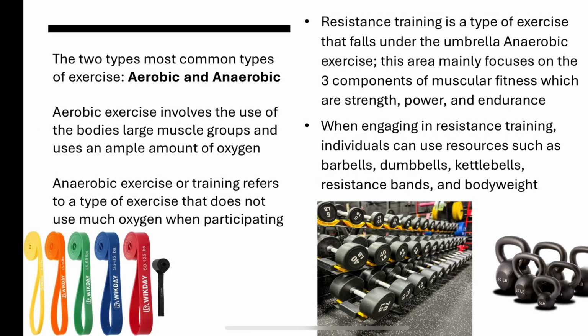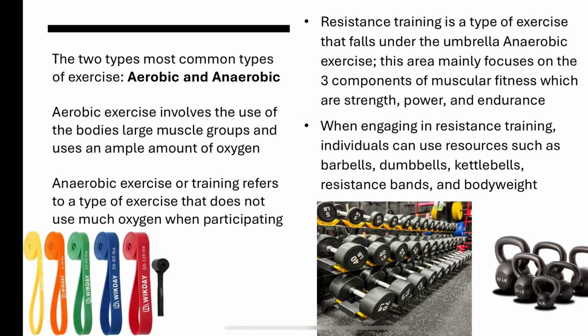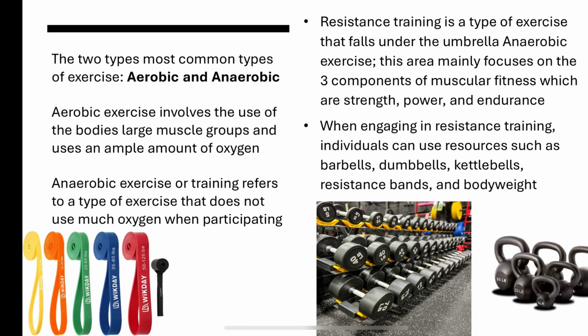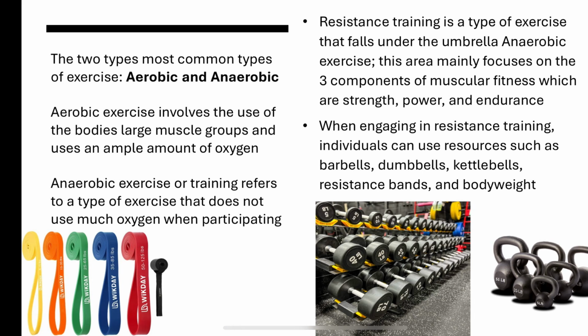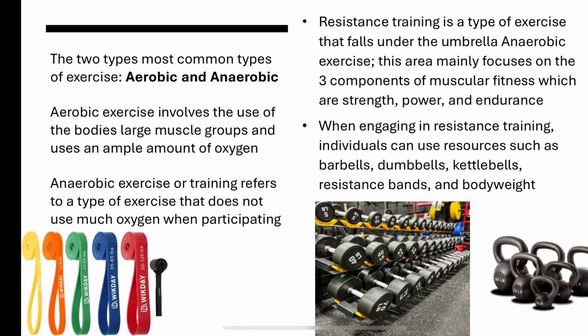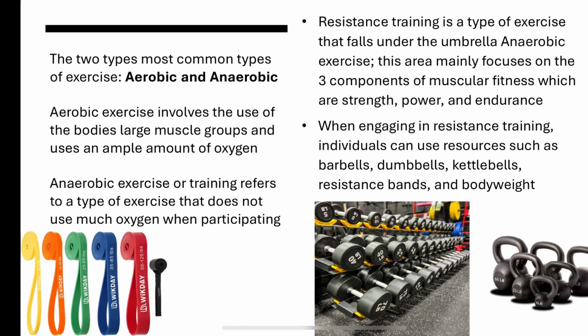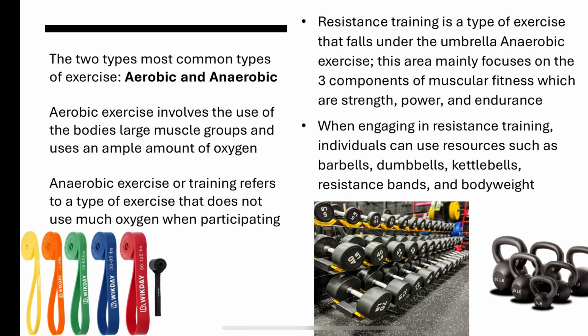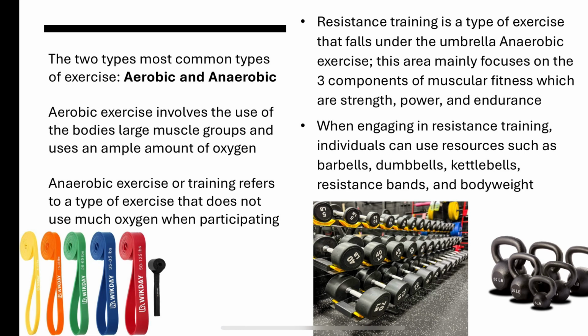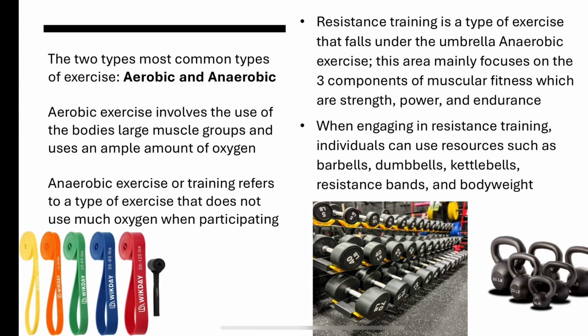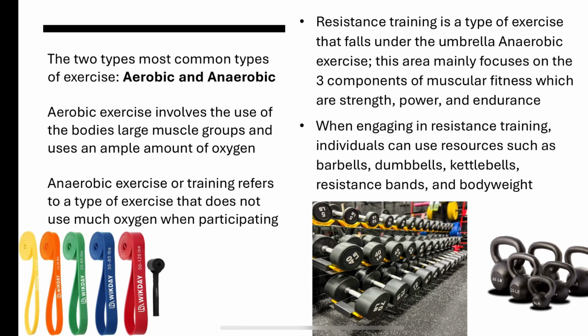There are two types of exercise that are used widely among athletes and health enthusiasts all over the world. Those two types of exercise would be aerobic exercise and anaerobic exercise. Aerobic exercise involves the use of the body's large muscle groups and uses an ample amount of oxygen to increase the body's heart rate to be ready to engage in physical activity.